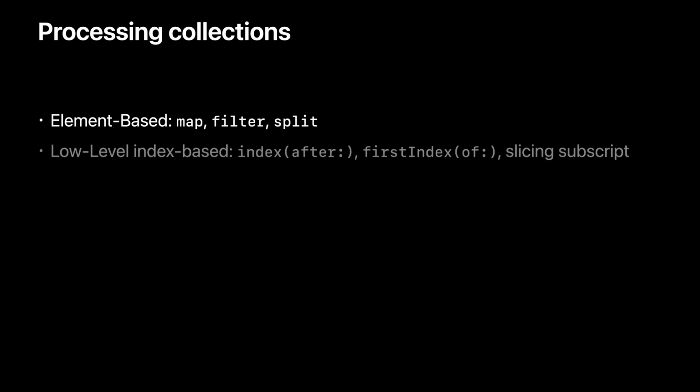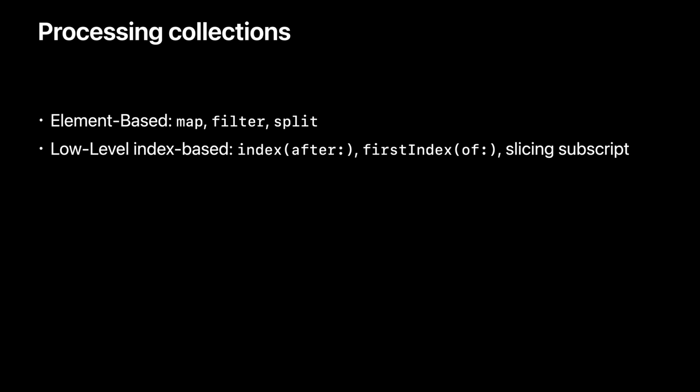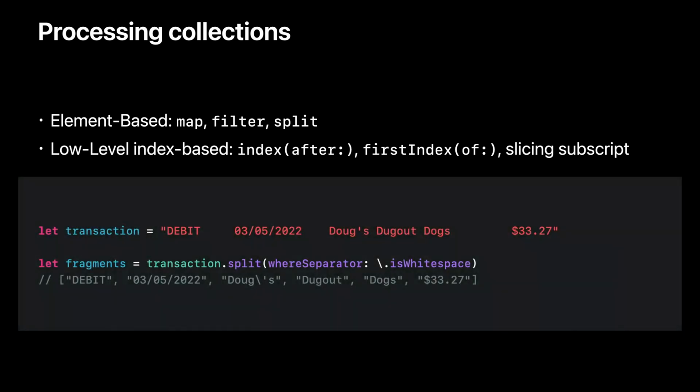Processing these transactions involves processing strings. And string is a collection, which means we get access to generic collection algorithms. These algorithms basically come in two kinds, those that operate over elements and those that operate over indices. We can try to use the element-based algorithms by splitting out the transaction fields, but the field separator being either tab or 2 or more spaces makes this difficult. Splitting on white space alone doesn't cut it.